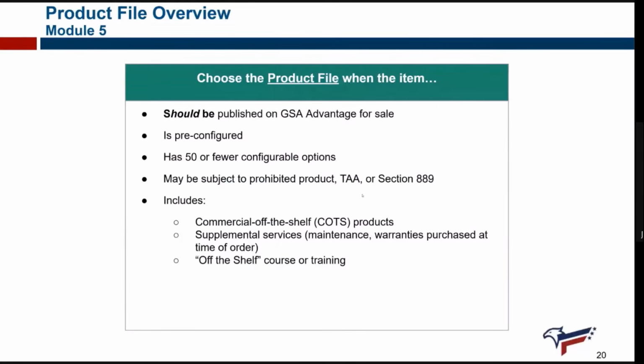Okay, so what type of offerings use the product file? The product file should apply to all commercial off-the-shelf products. So again, your standard products that are ready for sale, any supplemental services such as maintenance or warranties, but only at the time of purchase of that order, and then any off-the-shelf training courses. So if a vendor's offerings meet these criteria, they will want to submit the product file in FCP. Okay.